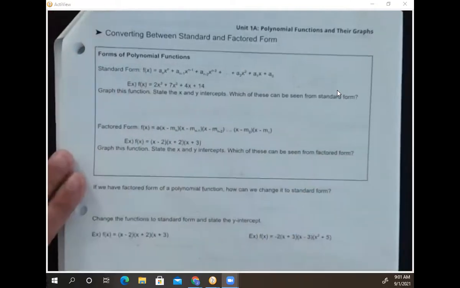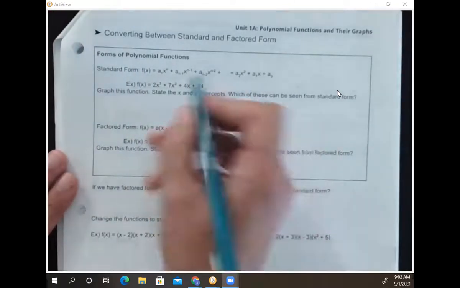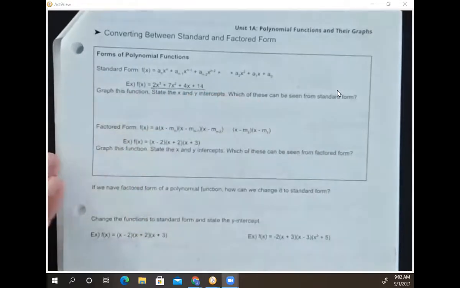Okay. I would like you now, for me really quickly on your calculator, to graph this function.